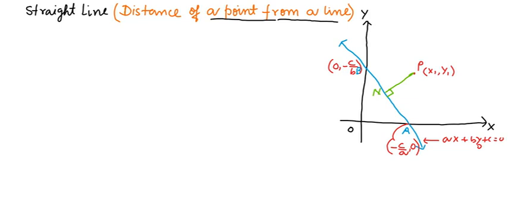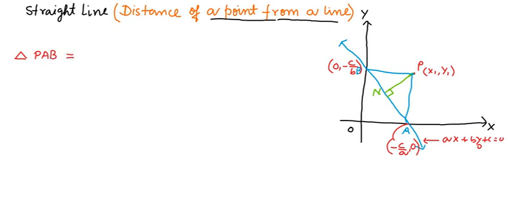Join PB and PA. Then this is a triangle PAB. So first of all, we will calculate the area of the triangle PAB.